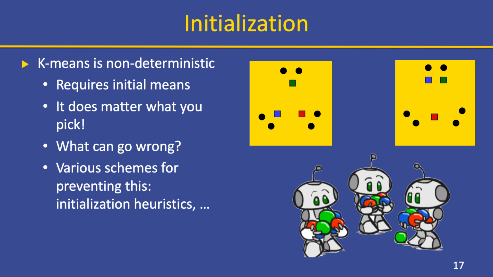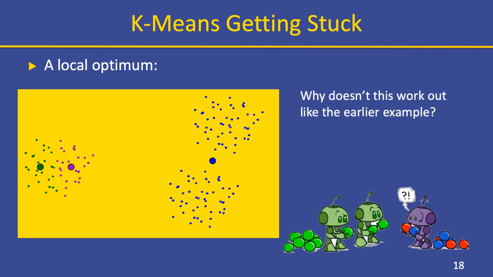There are various schemes to prevent this. Some of these schemes involve using initialization heuristics. Here's an example where our local search gets stuck. We have 3 clusters here, but they do not represent the clusters that are obvious to us visually. The green and purple cluster centers share what we can see as one clearly defined cluster. The blue cluster center is claiming 2 distinct clusters.